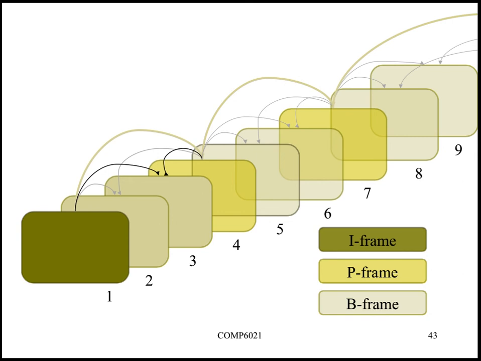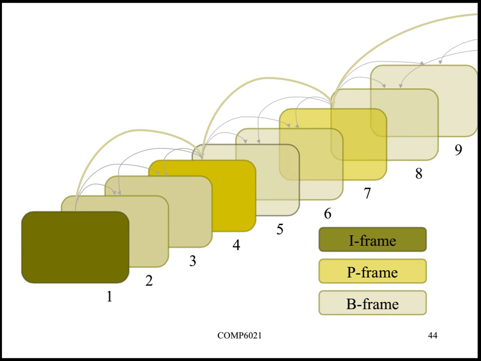So I-frames are standalone frames. P-frames use a previous I-frame or a previous P-frame. And then B-frames use one past I or P-frame and one future I or P-frame, but never another B-frame.